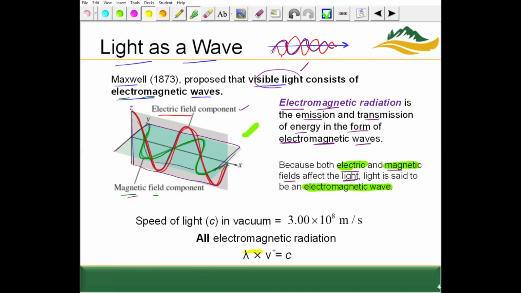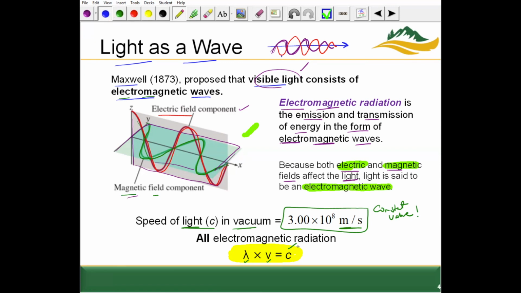Here's the next equation we'll see in chapter 7a. So all electromagnetic radiation follows this equation. So lambda we know is wavelength, nu or frequency, then c here is the speed of light in a vacuum. This is a standard constant value. This is 3.00 times 10 to the 8th meters per second, the speed of all light in a vacuum.